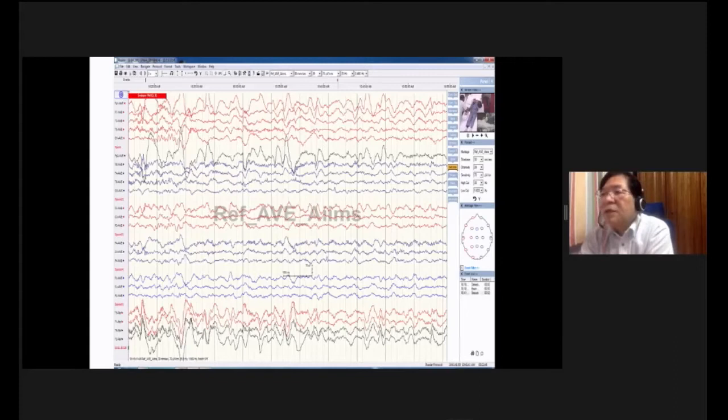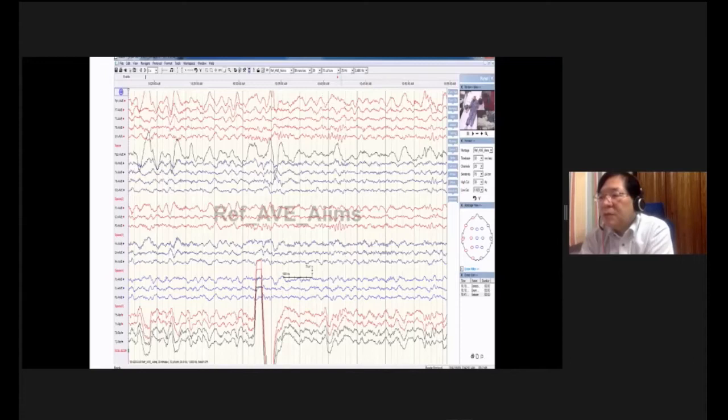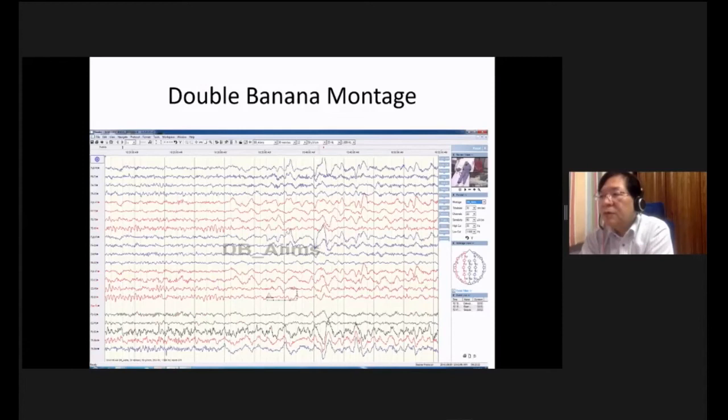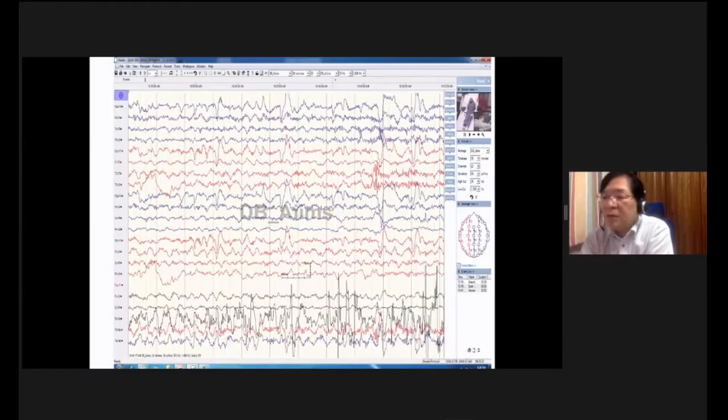Nevertheless, we didn't see any low voltage fast activity and so on. So that may be, I don't know, not the beginning of that ictal pattern, but some sort of large spreading activity. But I don't know at this moment.